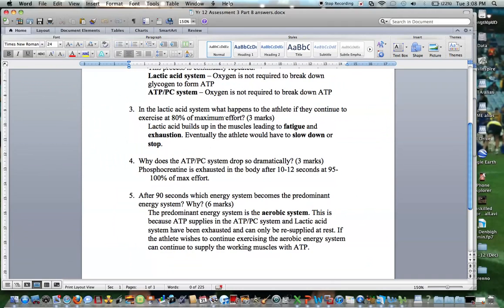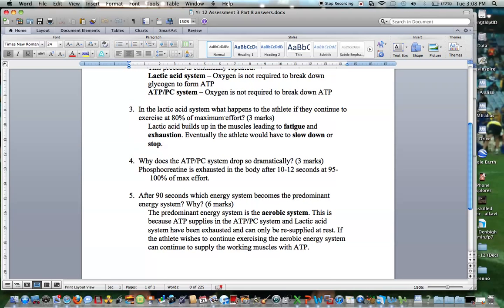So we look at our response here. The predominant energy system is the aerobic system. This is because the ATP supplies in the ATP-PC system and the lactic acid system have been exhausted and can only be resupplied at rest. If the athlete wishes to continue exercising, the aerobic energy system can continue to supply the working muscles with ATP.